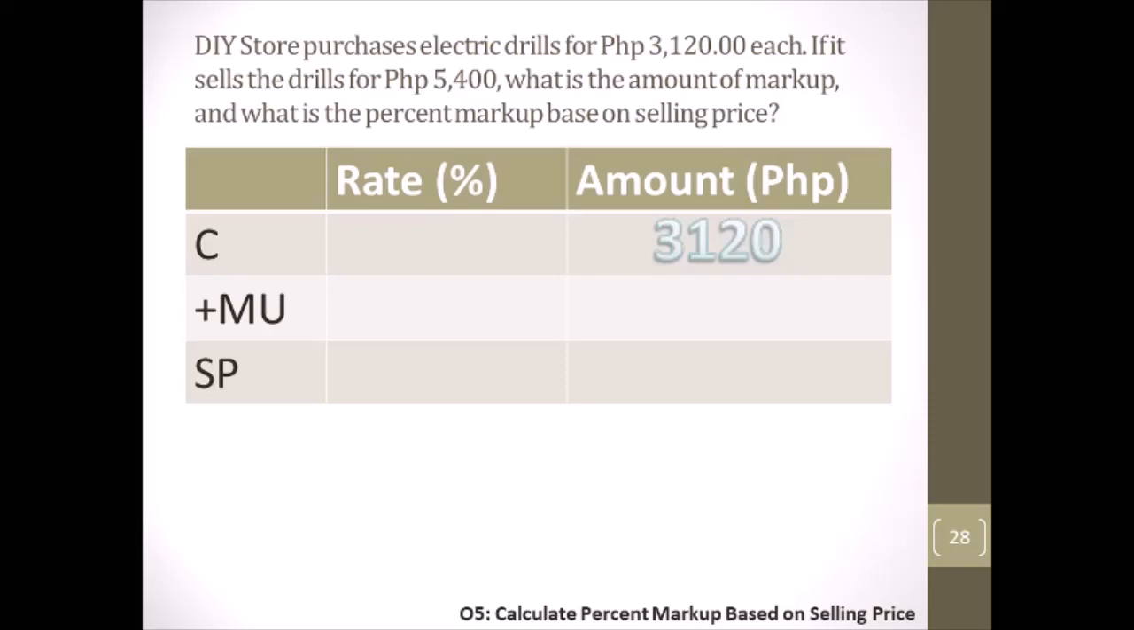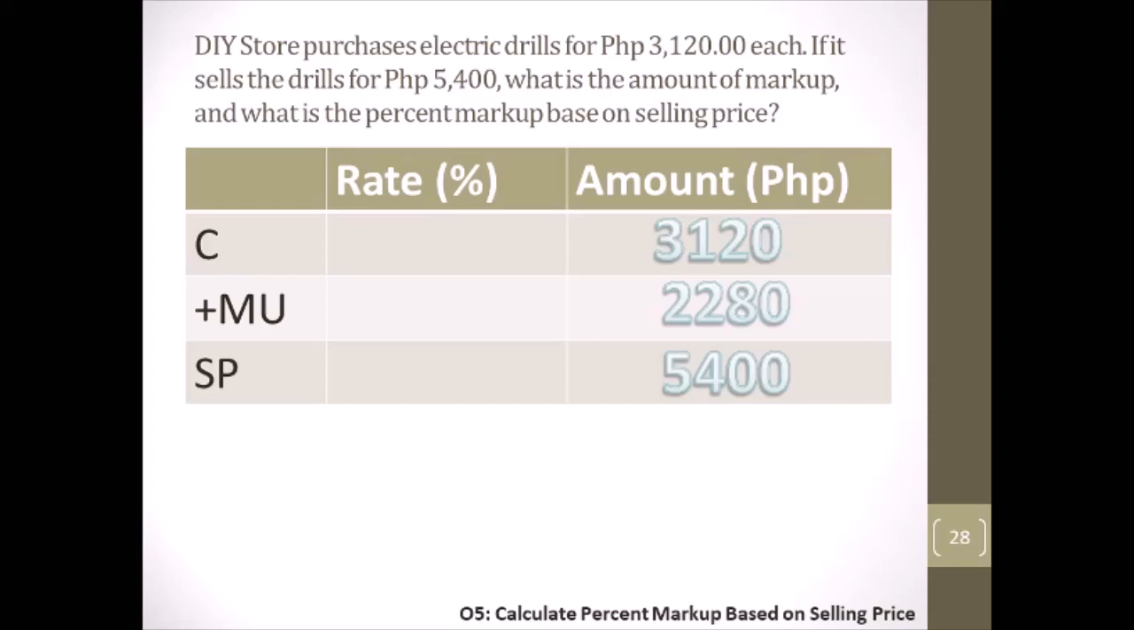The cost is 3,120. The selling price is 5,400. So the amount of markup is 2,280. Again, the markup amount is 2,280. So when you add this number to 3,120, you'll get the selling price of 5,400.